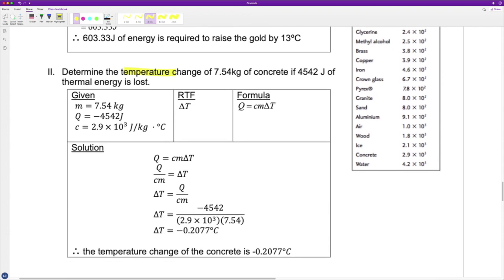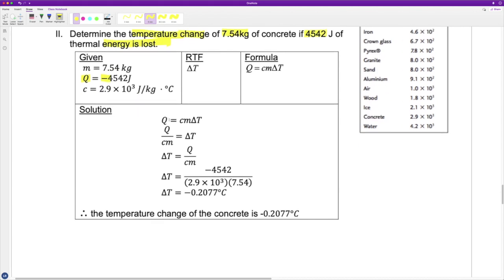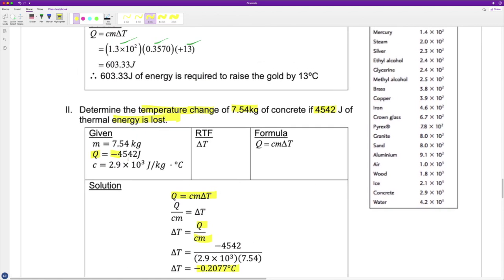We're going to determine the temperature change of 7.5 kilograms of concrete if 4,542 joules of thermal energy is lost. All right, so the Q, the loss in energy, has to be a negative amount. So then, using the formula, Q is equal to Cm delta T. Isolating for delta T is going to be Q over Cm, and that works out to negative 0.2077 degrees Celsius.